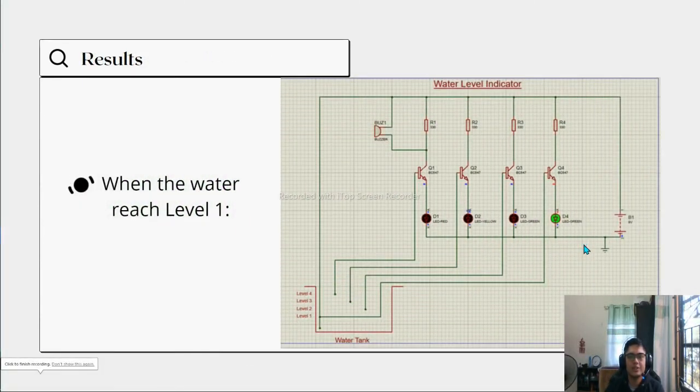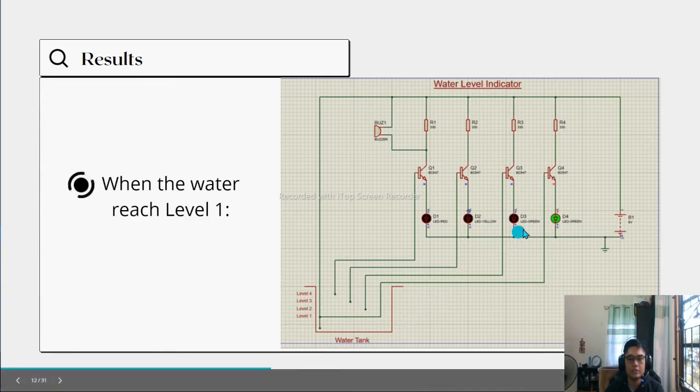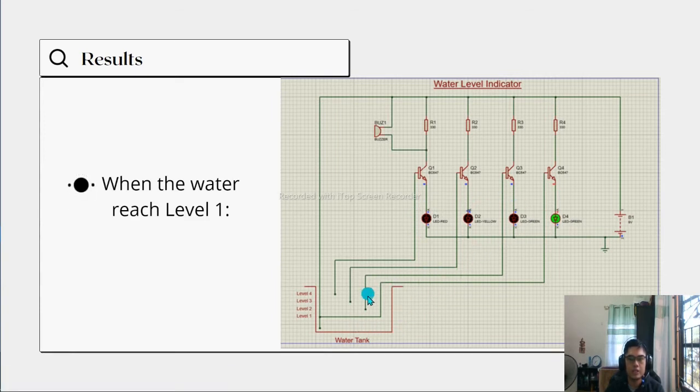Now we will go for the results. When the water has reached level 1, as you can see here, the first wire has been connected to this wire. That means it has already reached level 1. So the green LED here has lit up because the water has reached level 1. The other LEDs are not lit up because the water has not reached their wires yet.